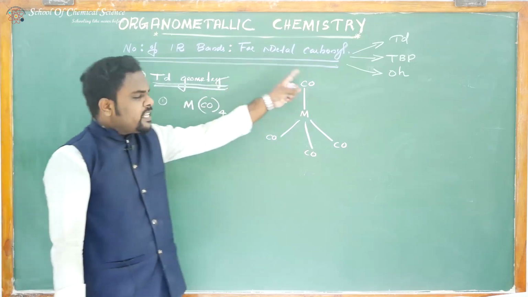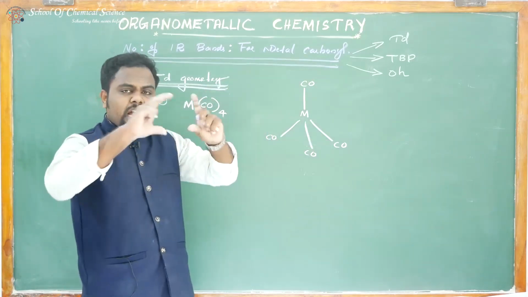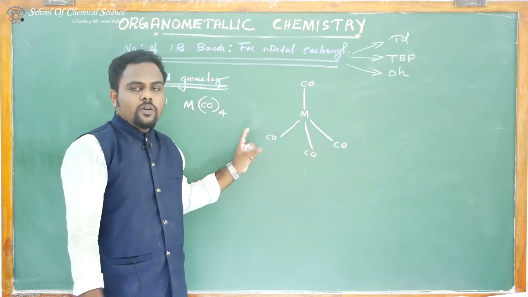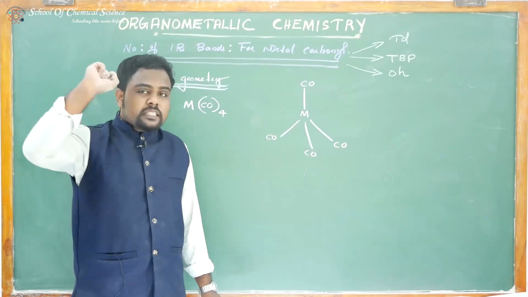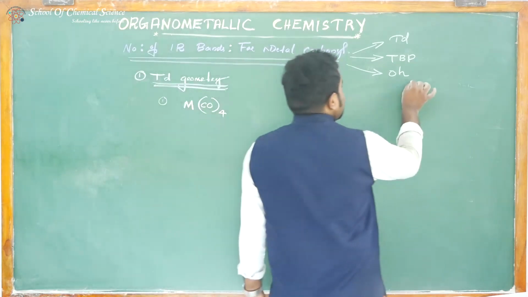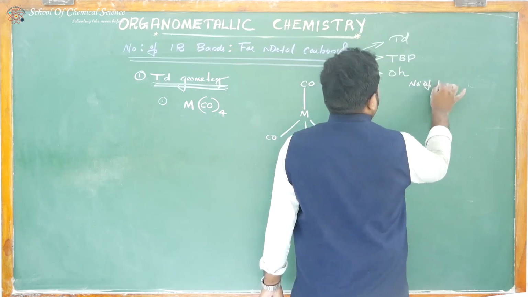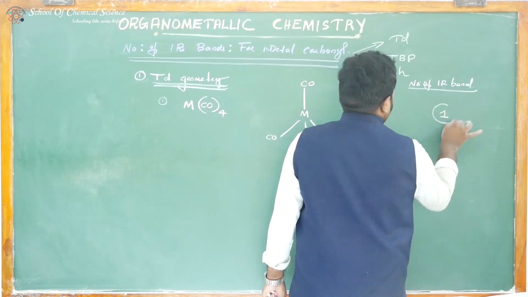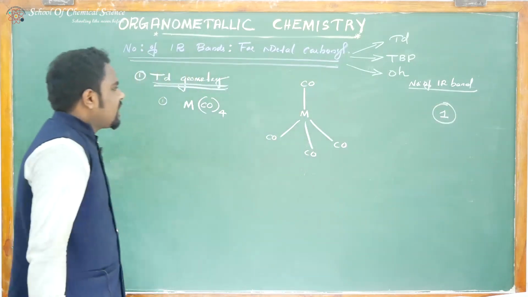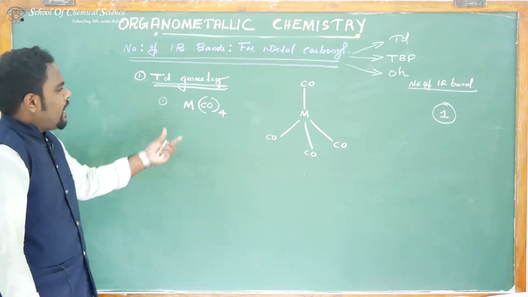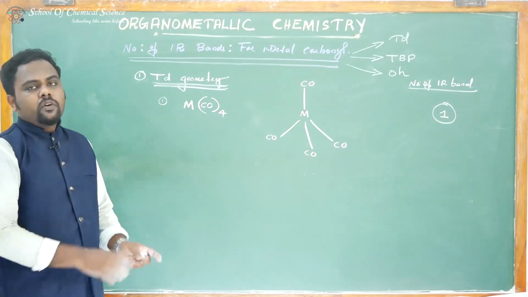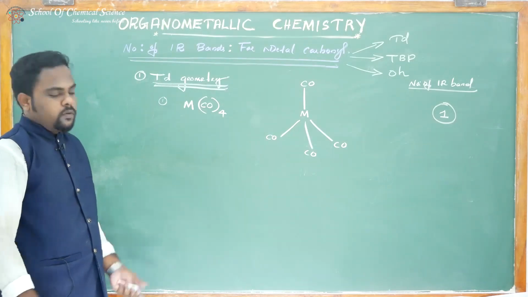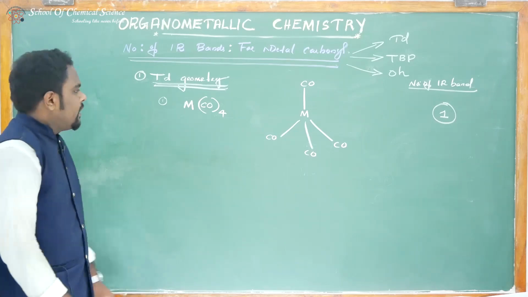A tetrahedral geometry is a highly symmetric geometry. So M, CO, CO, CO, CO, all corners are equivalent. If the geometry is highly symmetrical, number of IR bands equals 1. So what is the number of IR bands for a complex of the type MCO4, tetrahedral MCO4? Only 1 IR band. Okay. Next one.